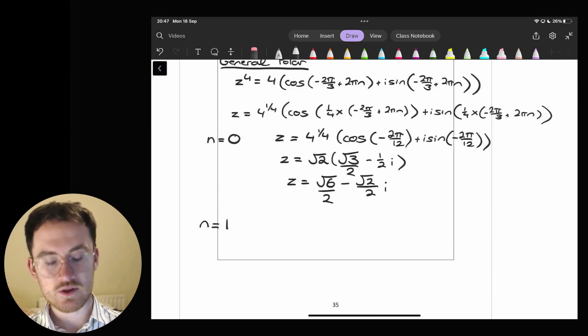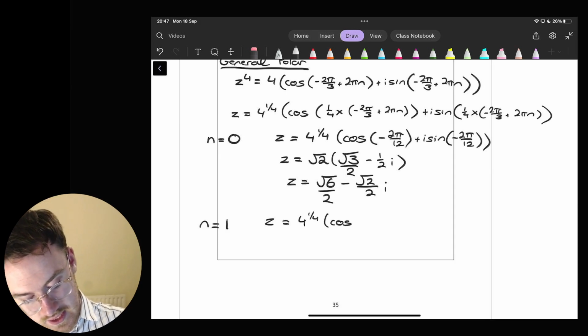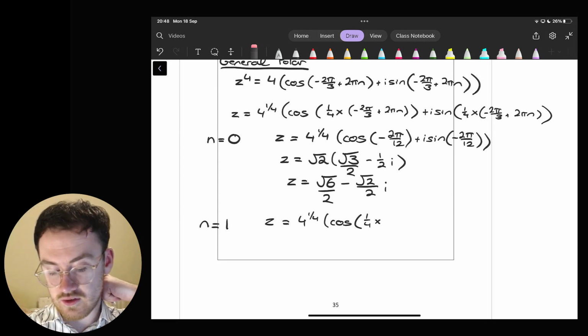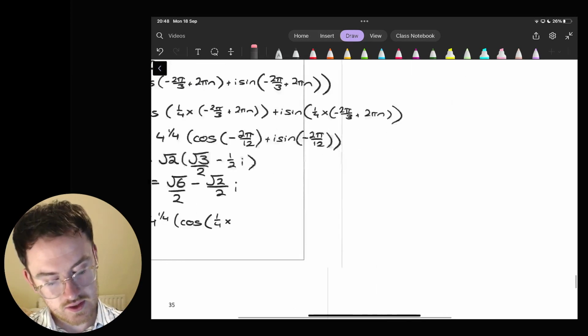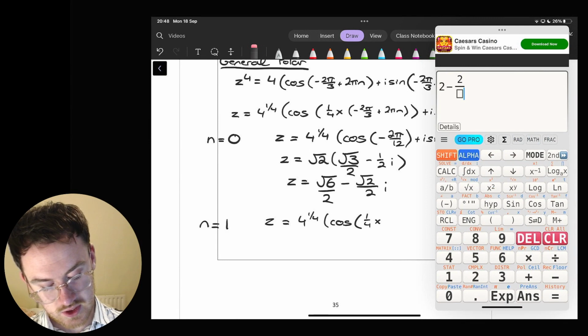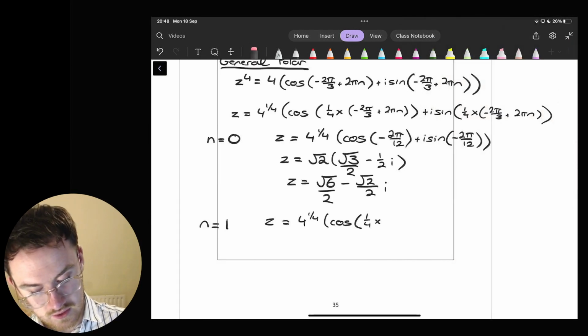Okay, let's go with n is equal to 1. So z is equal to 4 to the power of a quarter, cos, let's fill this in here. So we have a quarter times minus 2 pi over 3 plus 2 pi. So let's have a look at what that's going to leave us with. If we just look at the fractions, 2 take away 2 over 3 gives me 4 over 3. So I'm going to have 4 pi over 3 here.